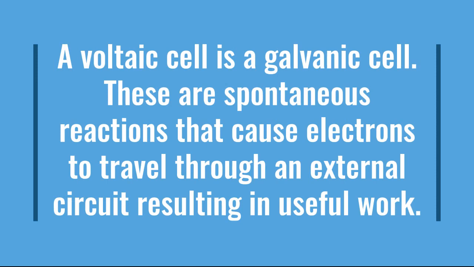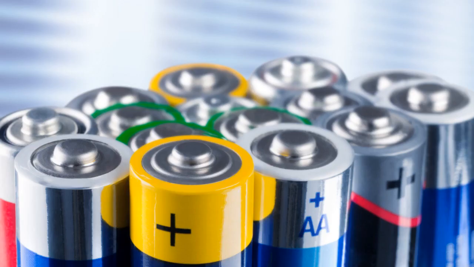These are spontaneous reactions that cause electrons to travel through an external circuit, resulting in useful work, like turning your flashlight on. When these electrochemical reactions are separated into two half cells, so that the electrons must flow through an external circuit, we call those batteries. And when the reaction comes to completion and equilibrium is reached, the battery is dead.